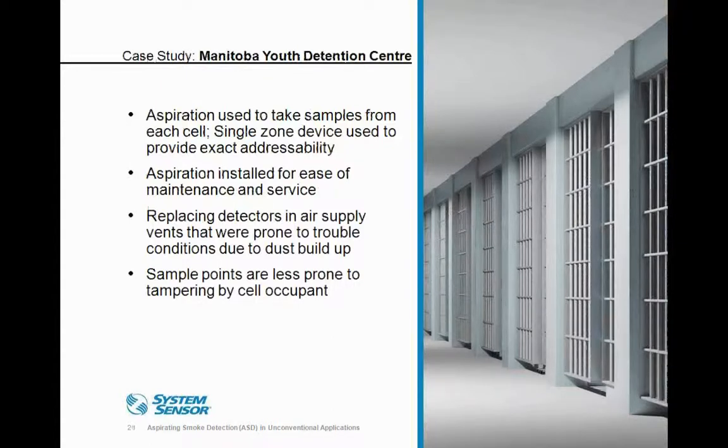An installation in Canada, the Manitoba Detention Center, employed this type of application. The aspiration detector is used to take samples from each cell. A single channel device was chosen because they wanted to provide exact addressability. They also chose aspiration because of its ease of maintenance and service. So there's no need to go into each individual cell to test or maintain devices, which is obviously disruptive for everyone involved. It also, again, removes the issue of tamper concerns that can be an issue with standard detectors. Sample points are much less prone to being destroyed or tampered with.